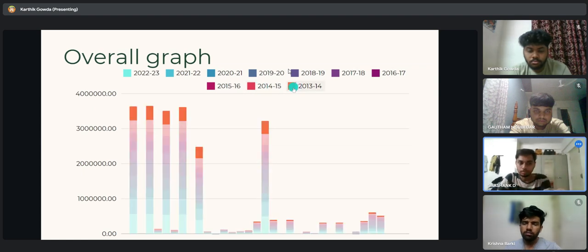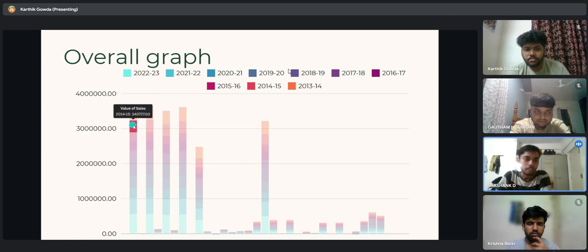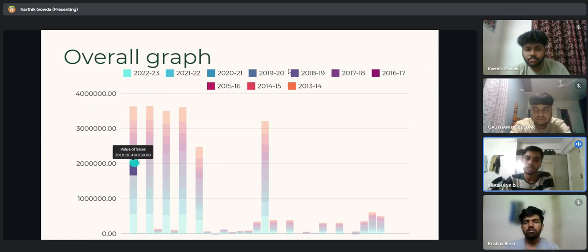Next comes the graph. In the graph we have taken a single candle for different values. First comes the value of sales. This candle indicates the value of sales for every year which we have taken. As we can see in the example, the value of sales for the year 13 and 14 was 40 lakhs and 1200. Next comes the year 2014 and 15. Like that, we have taken different colors for different years.